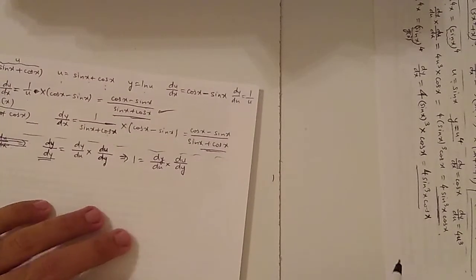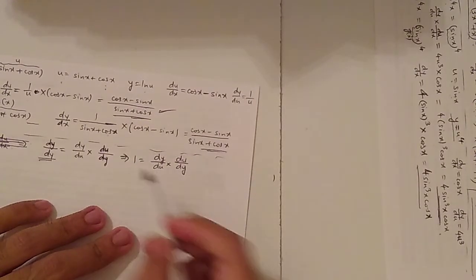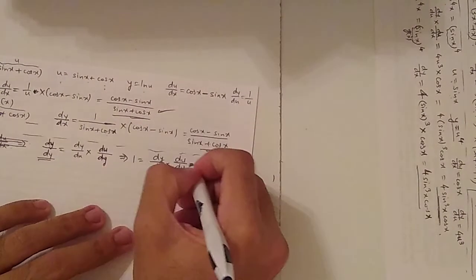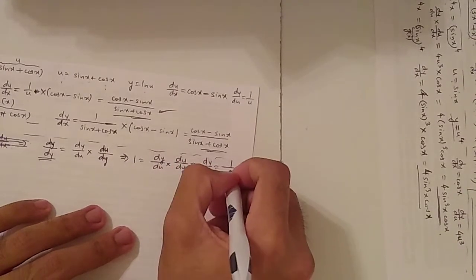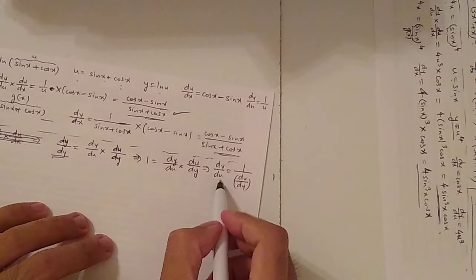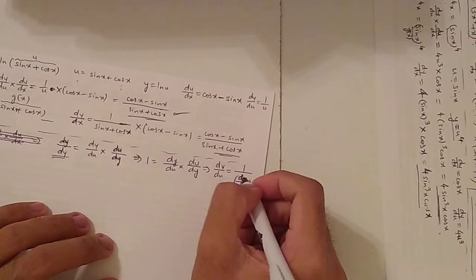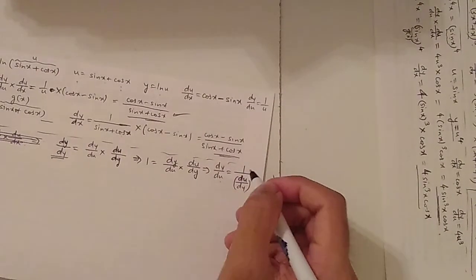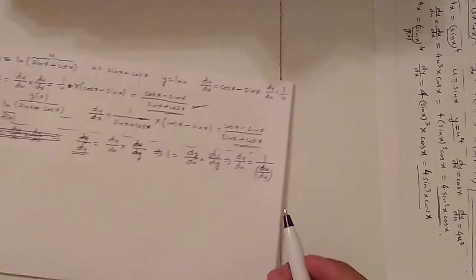Now if I move du by dy to the other side of the equation, we get dy by du is equal to 1 by du by dy. This is another, simpler version of the chain rule, which is often useful in a lot of cases when you're trying to do implicit differentiation. dy by du is equal to 1 by du by dy.